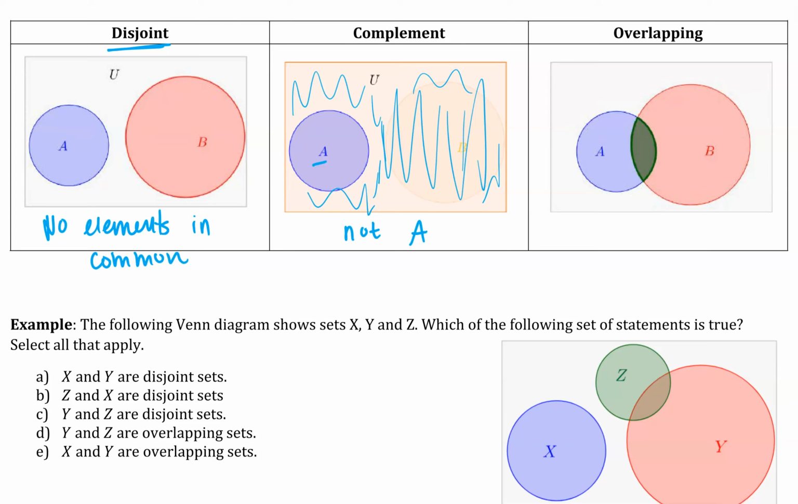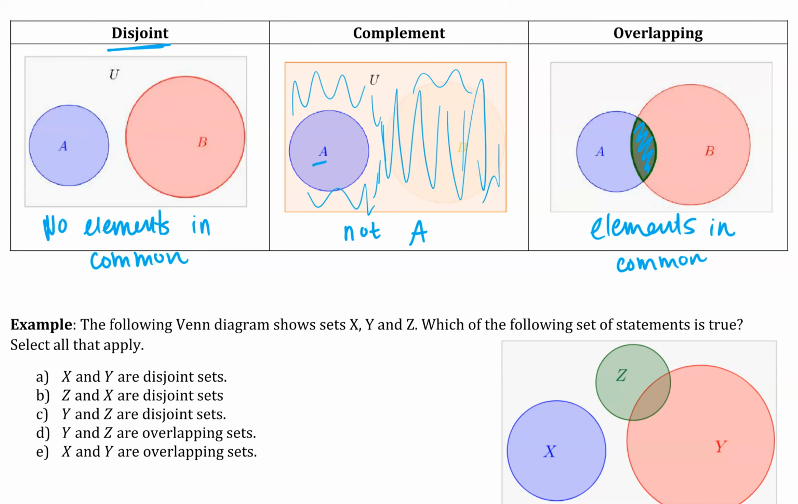Lastly, we have overlapping. And sets are overlapping when there are elements in both sets. So they do have some elements in common. And we can see this in our picture here, denoted by this green area where they have some elements that are the same.